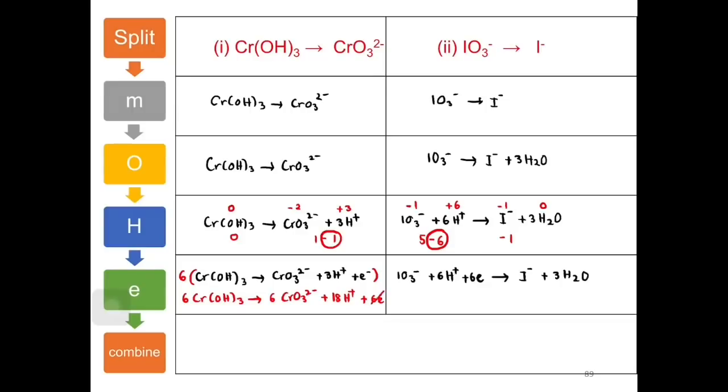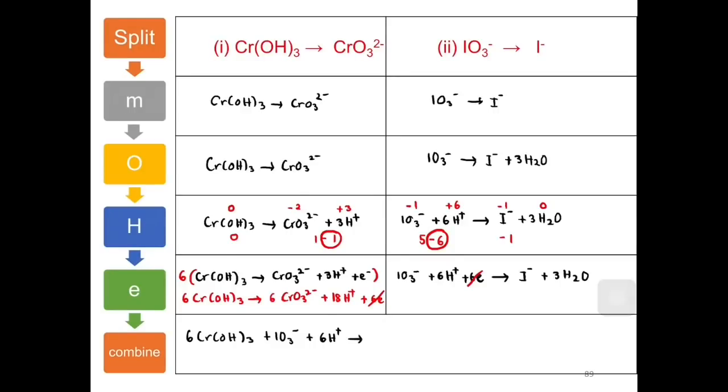So now we can cancel the electrons, rewrite the equation and combine it, grouping all the reactants on one side and all the products on the other side. So for the reactants, we have 6Cr(OH)3, IO3 minus, and 6H plus.